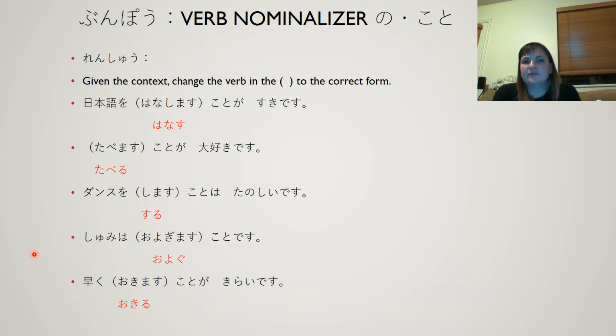Okay. So I hope you guys are picking up on this. I think it's a pretty straightforward pattern. It's really useful to be able to talk about the actions that you like and don't like, right?